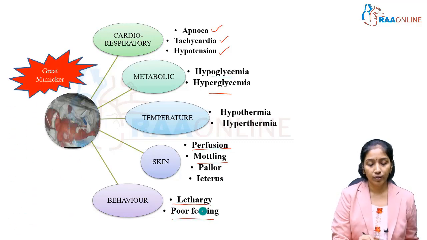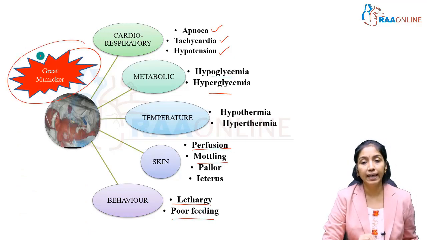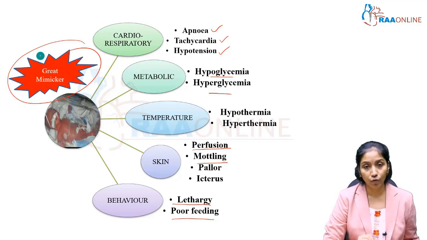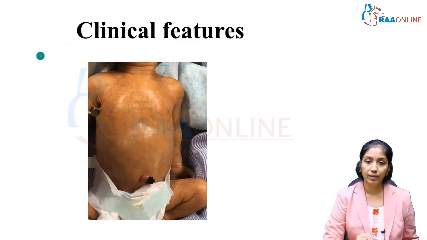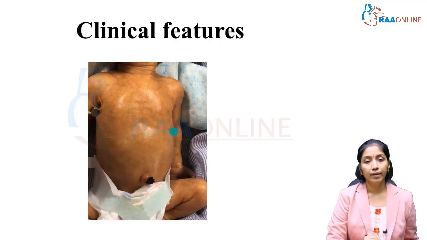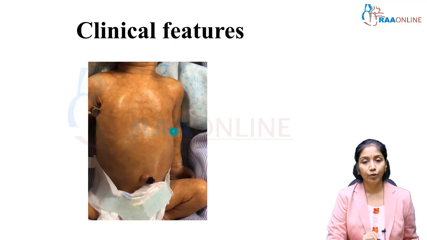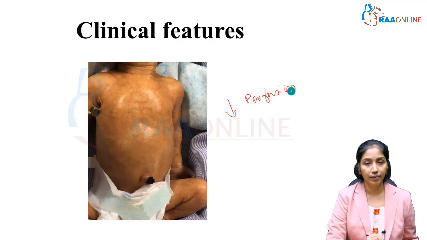So, as I told, sepsis is a very great mimicker. Anything and everything in a newborn can be a potential manifestation of neonatal sepsis. So, what are we discerning from this particular clinical picture? You can see the mottling of the skin and there is a net lacing kind of picture, which indicates that the baby is having reduced perfusion. So, this can very well be a sepsis feature.